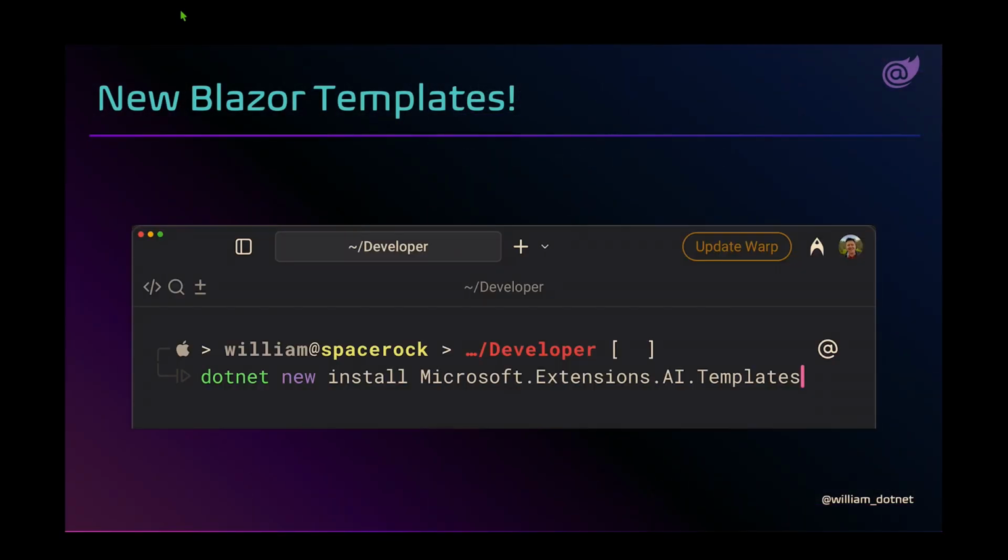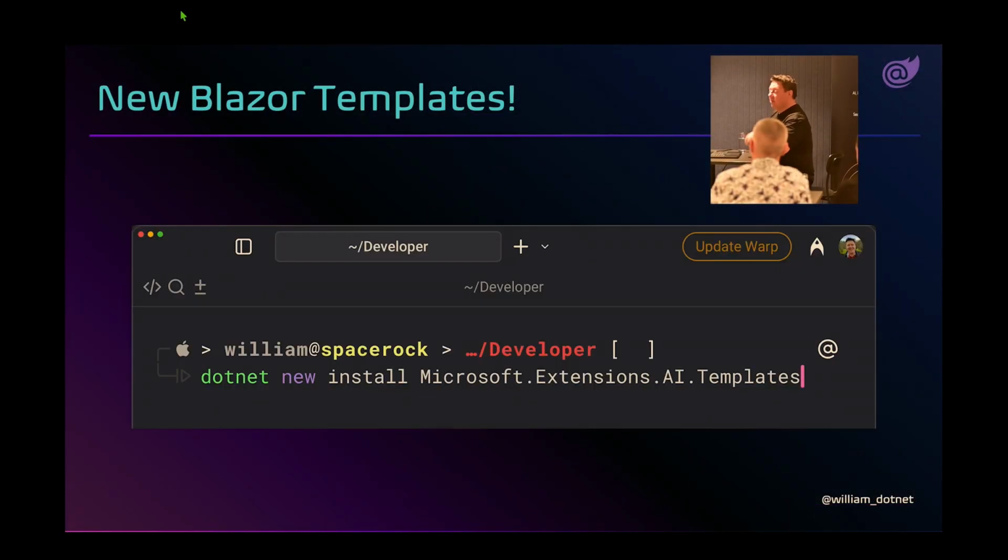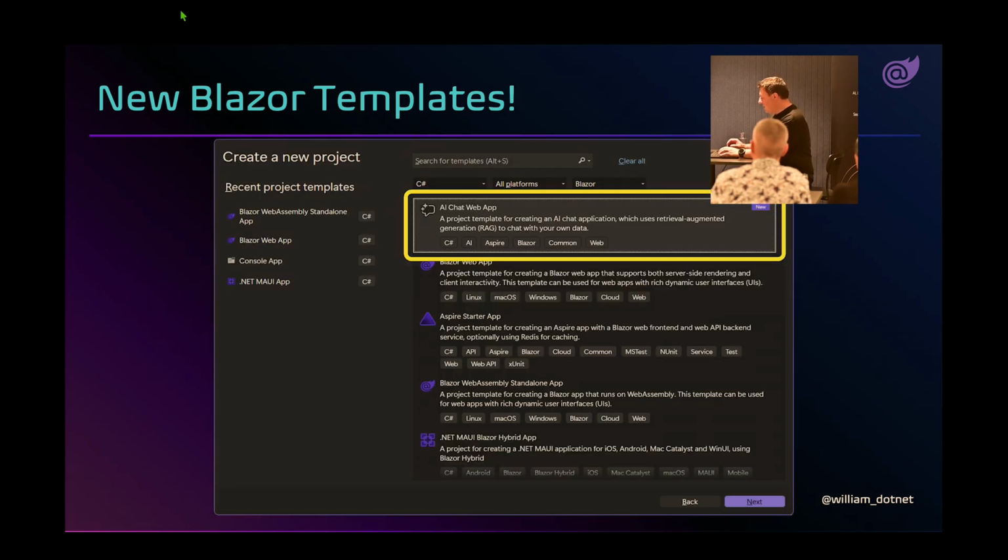Okay, so new Blazor templates. We've already seen this one before, but there's a whole lot of new AI-type examples built on Blazor as the front end, just like we've seen from Nilesh before. So if you run dotnet install Microsoft extensions AI templates, you'll get them in Visual Studio. What you'll get there is the AI chat web app. That's on Blazor. It's got a full RAG implementation, a whole bunch of really cool examples.